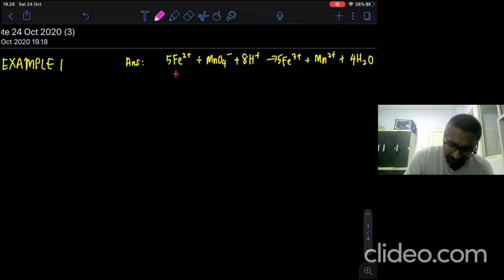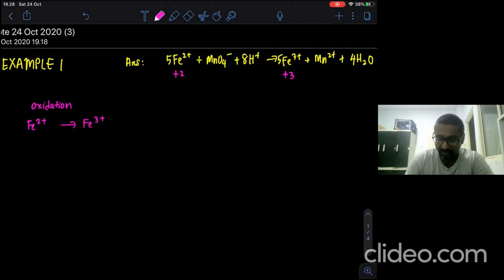The oxidation number of this Fe is +2, and this one is +3. So +2 becoming +3 is oxidation. I will write down the oxidation equation: Fe2+, assuming that I do not know there is a 5 over there, because I'm going to try to balance the equation. So Fe2+ becoming Fe3+ is an oxidation.